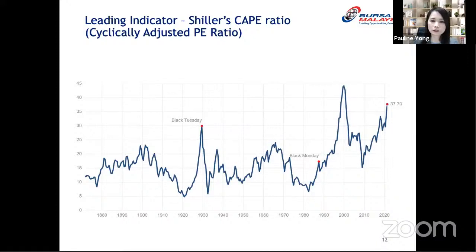So interestingly, you can see that whenever there's a spike, okay, now currently it is 37.7. This is the latest figure.